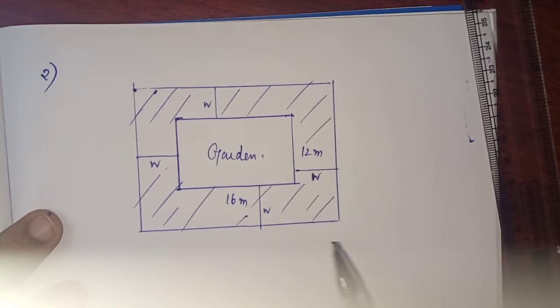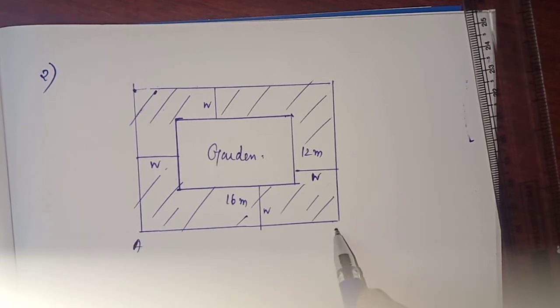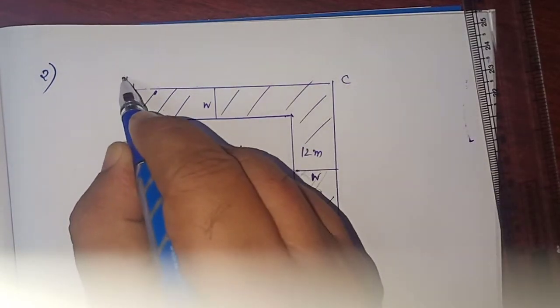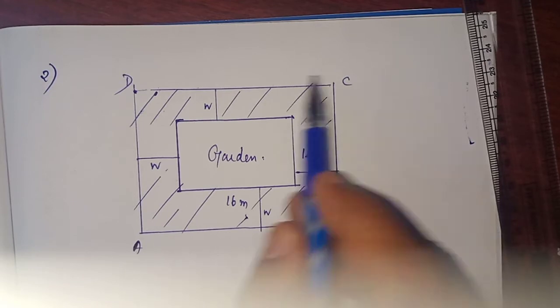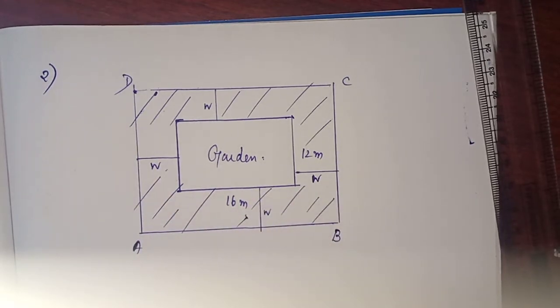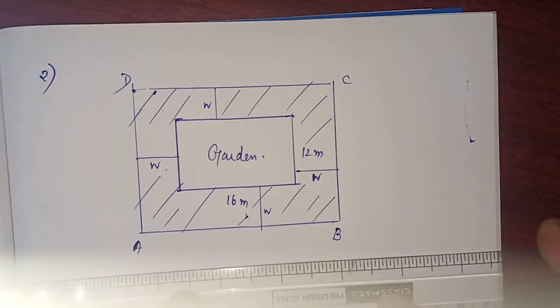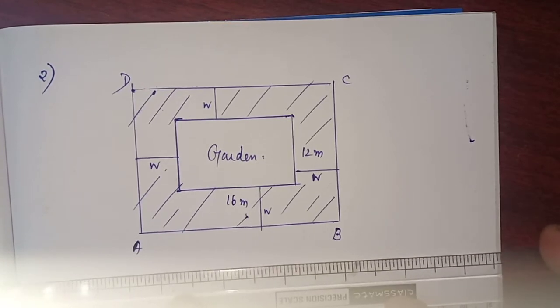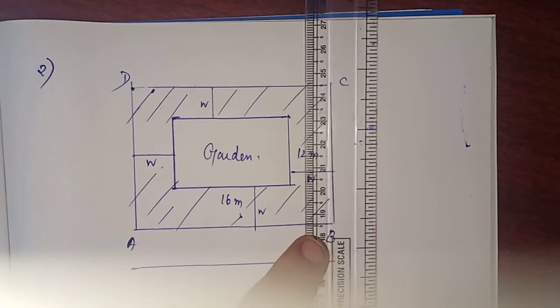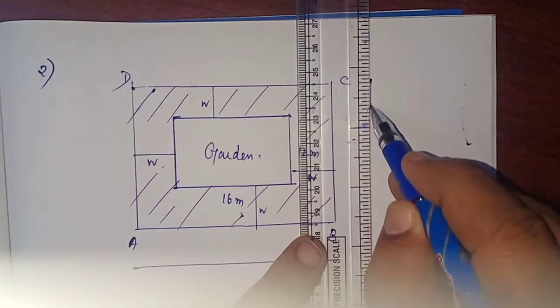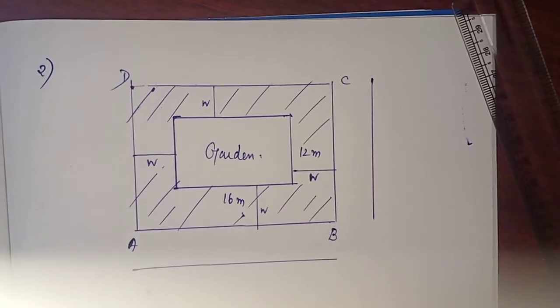Okay, right. Now I consider as A, B, C, D. It's a garden including the path. Now ABCD is also in the shape of a rectangle. For this rectangle, you can find the length and breadth first. Length as well as breadth. So listen carefully.